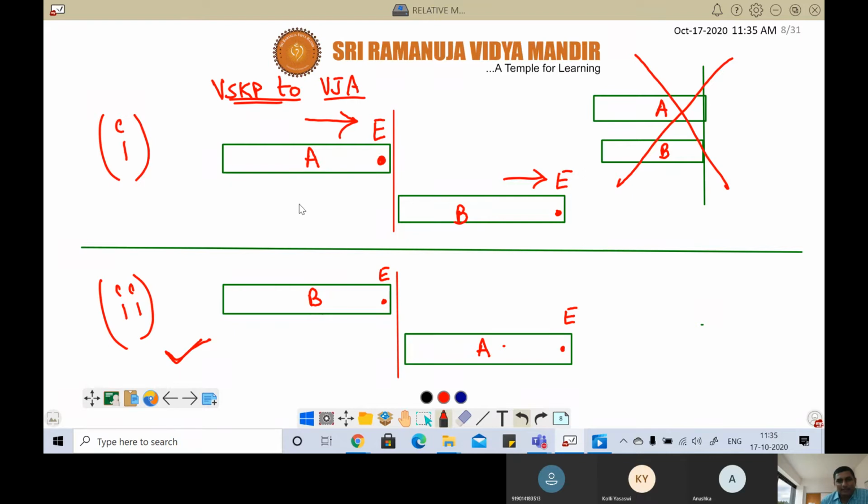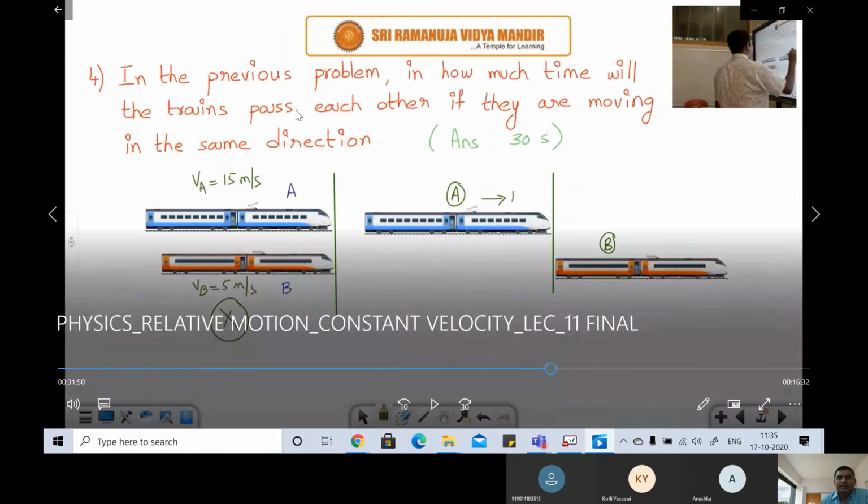See here. Here they didn't mention in the question, they just told in the previous problem, because we found out the values, that velocity of A is 15 meters per second, velocity of B is 5 meters per second. Now in how much time will the trains pass each other if they are moving in the same direction?